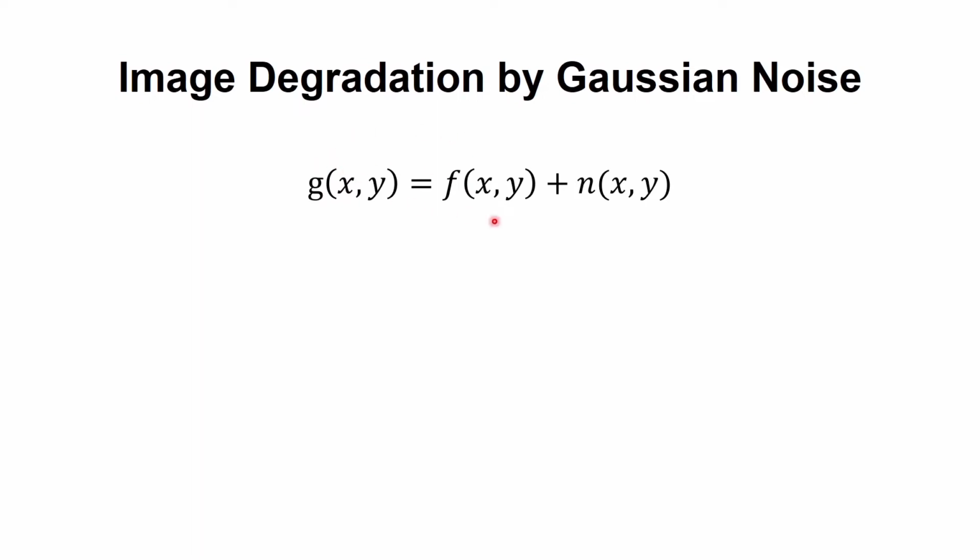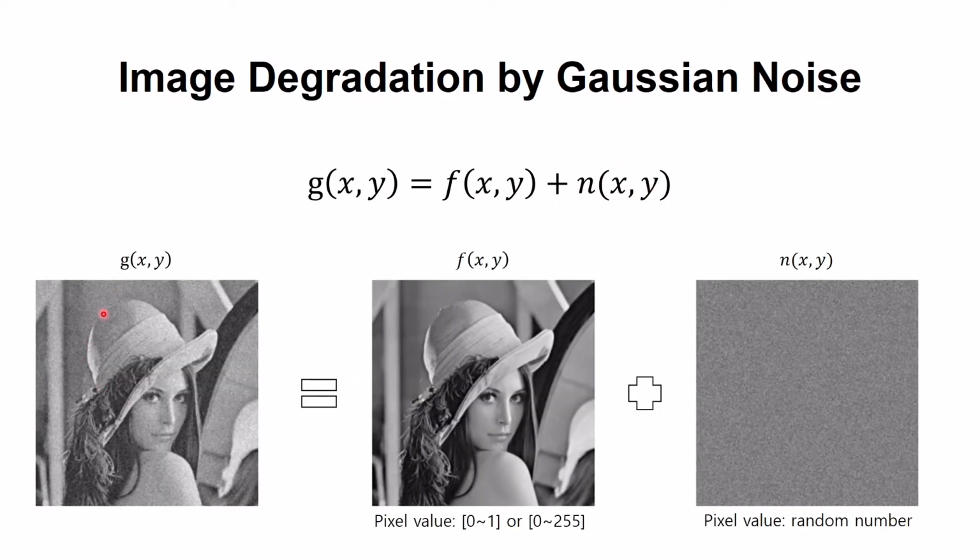This is the image degradation equation, where G is the degraded image or an image with noise, F is the original image, and N is the noise. Here is an example of image degradation. We have an original image F, which looks nice and clean, and the image here is the noise.